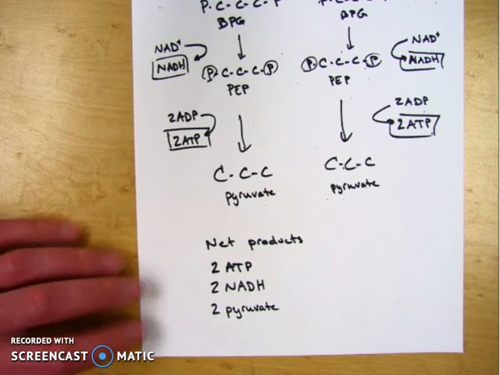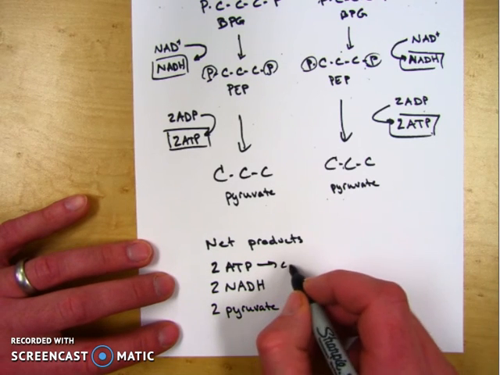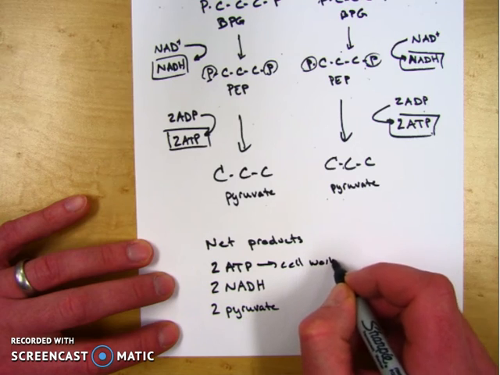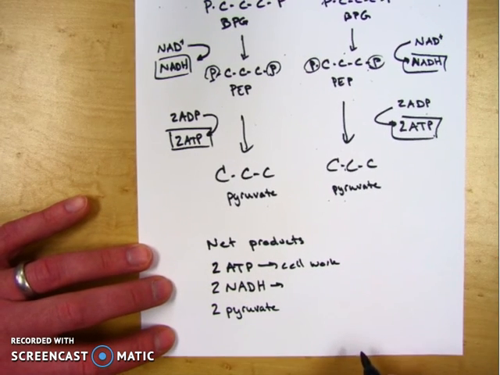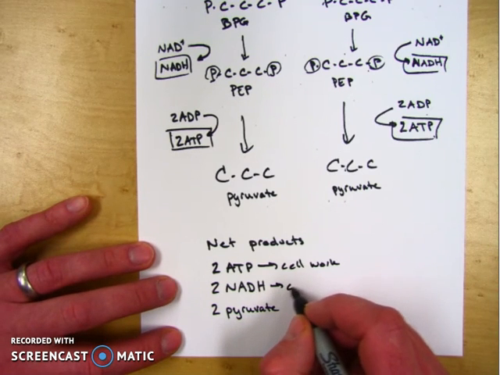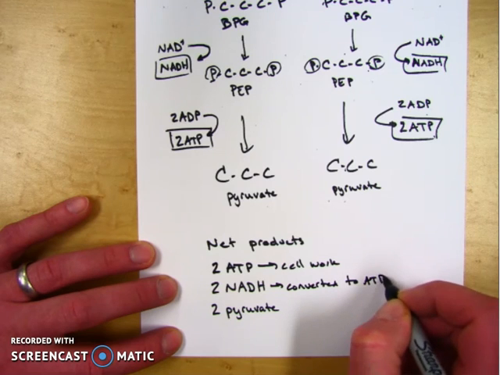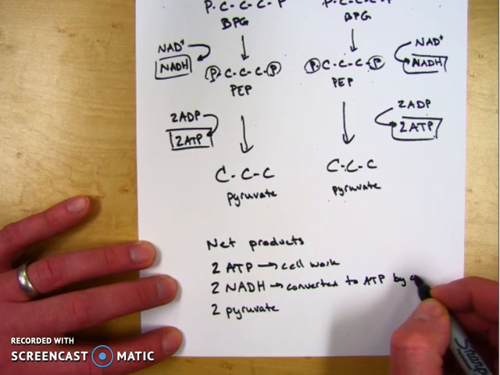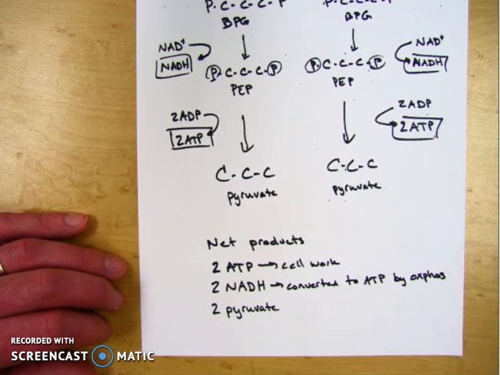are formed. All right. After the ATP are generated, the cell can use them to do whatever the cell needs to do. So they go right to cell work. The NADH has to be converted to ATP by oxidative phosphorylation, and we'll get to that in another video.